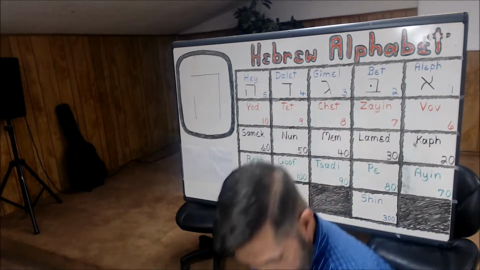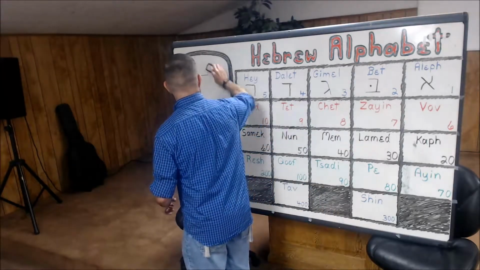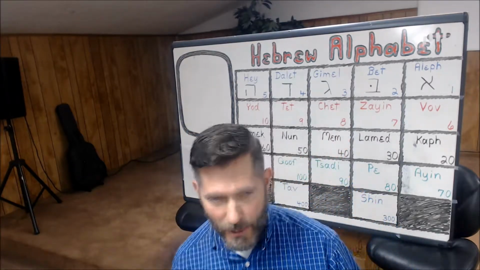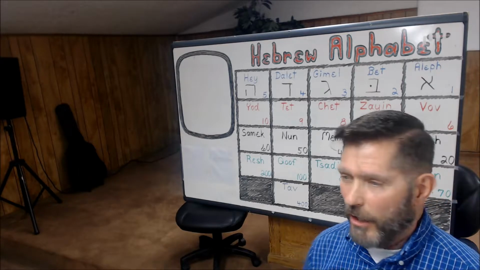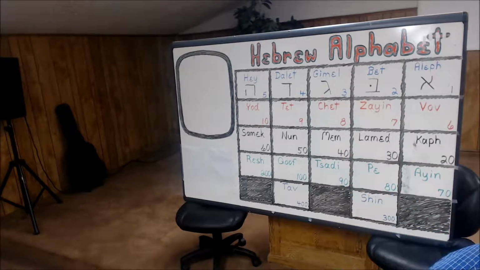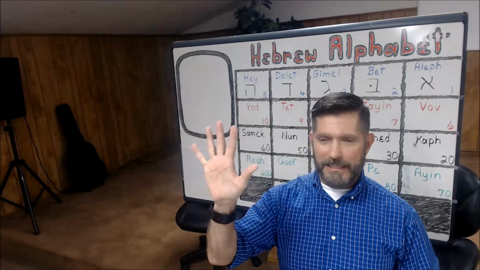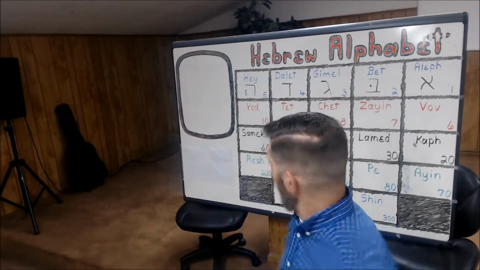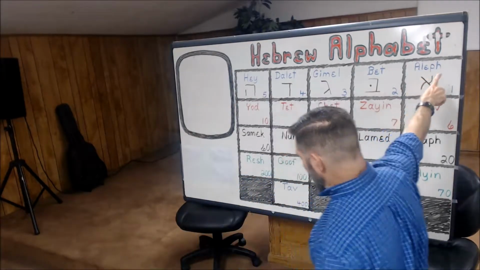Okay. So the fifth letter is hey. Numerical value? 5. Now this is something that really, really helped me. How many letters are in the Hebrew alphabet? 22. How many times does 5 go into 22? Four times with 2 left over, right? Remember the Hebrew alphabet in groups of 5 letters. That's going to make it so much easier. So we've just completed the first 5 letters. Say them out loud.